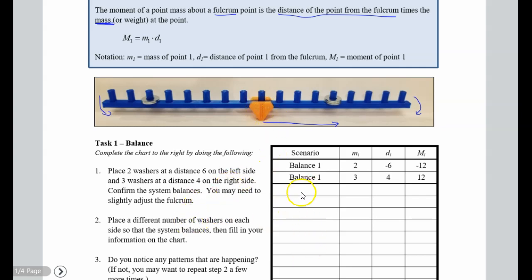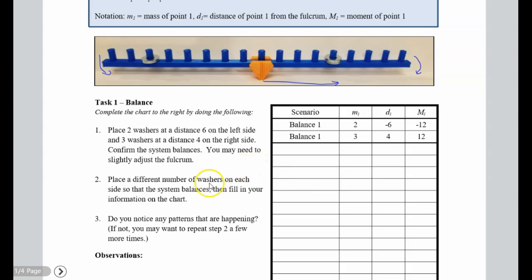After that, go ahead and take these washers off and then try to create some more scenarios on here where your system is going to balance. When you do, record the mass, the distance, and the moment. Again, you're just multiplying mass times distance to get the moment, and see what you get. So this is my balance scenario 1, where I have 3 on the right, distance 4, and 2 on the left, distance -6. Those are my moments, -12 and 12.